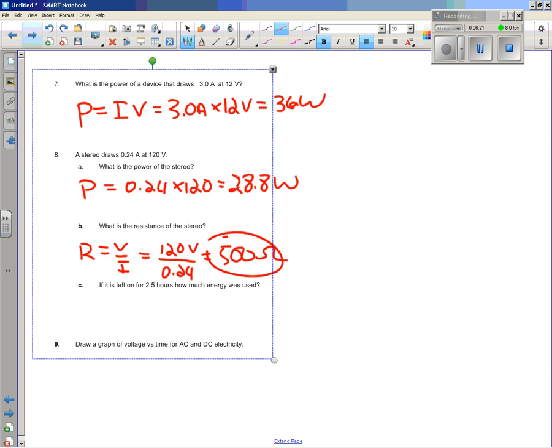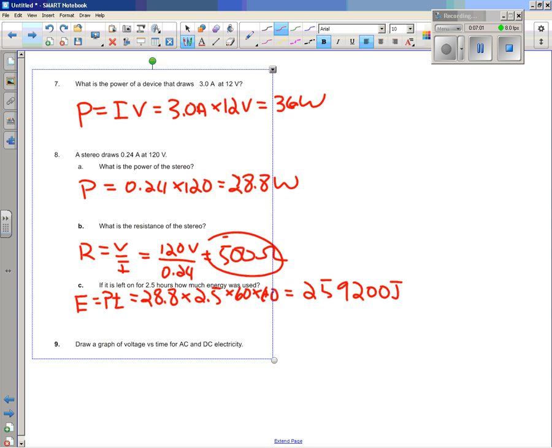It's left on for 2.5 hours. How much energy is used? Well, energy can be found by going power times time. We have the power, it's 28.8. The time is 2.5 hours. But I don't want to leave this in hours. I'm going to put it into seconds. Times 60 would give me minutes. Times 60 again would give me seconds. That's going to give me an answer in joules. So I got 28.8 times 2.5 times 60 times 60 gives me 259,200 joules. There it is.